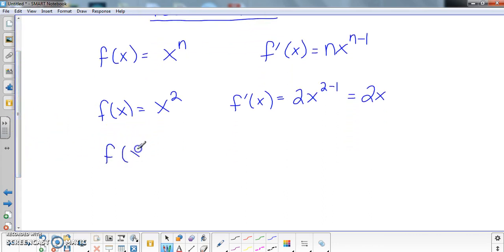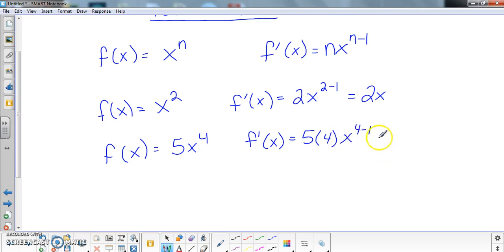Let's do another example. Let's step it up. So let's say I take 5x to the 4th, and I ask for the derivative. Well, we already have a constant there, so we're going to multiply those two numbers together. So bring the 4 down, x, and decrease the exponent by 1. So my final answer is 20x cubed. That is it.